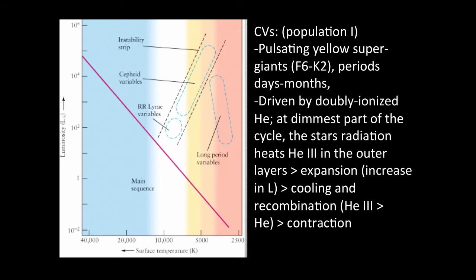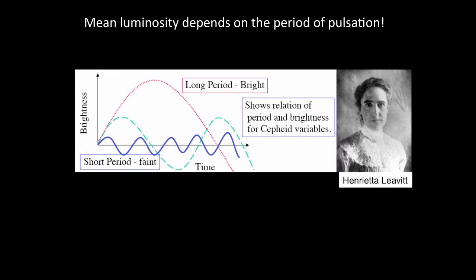So what's so useful about these stars? Well, the remarkable thing is that the mean luminosity of the star depends on the period of pulsation. What that means is if you plot the light curve period versus the brightness of the star, the fainter the star, the shorter the period will be. The brighter the star, the longer the period will be. The exact relationship between luminosity and period of pulsation was discovered by Henrietta Leavitt in the early 1900s. And this is one of the most important discoveries in all of astronomy.